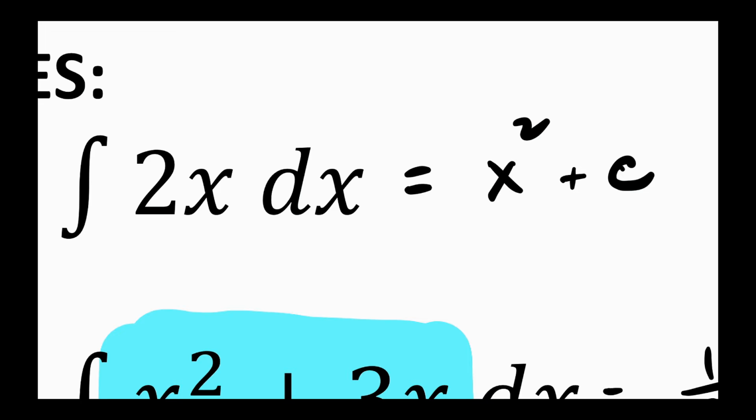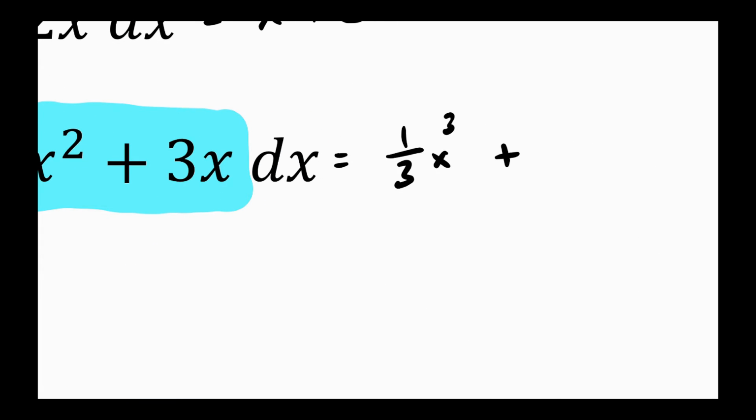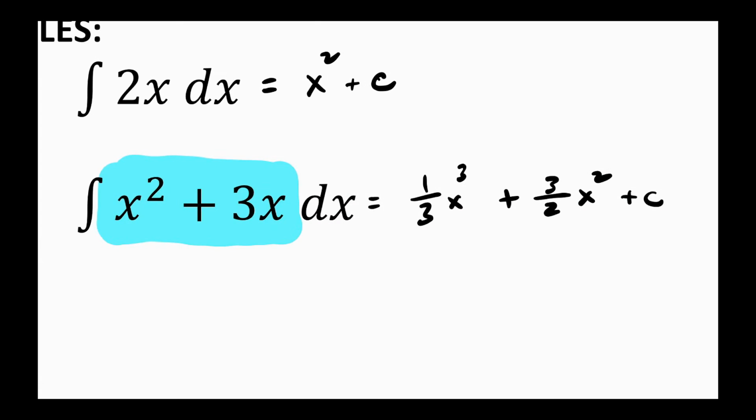Yeah, Ruben? 3 over 2 x squared. Let's give it a shot. Say it again. 3 over 2 x squared. Let's see. Move the 2 to the front, it would cancel out. Yep, that works. And then we need a plus C at the end, right? Always a plus C at the end. Good, that works. So you guys successfully did that.